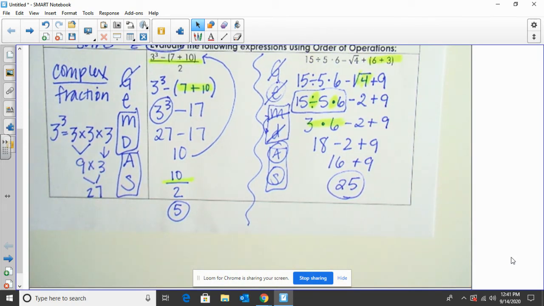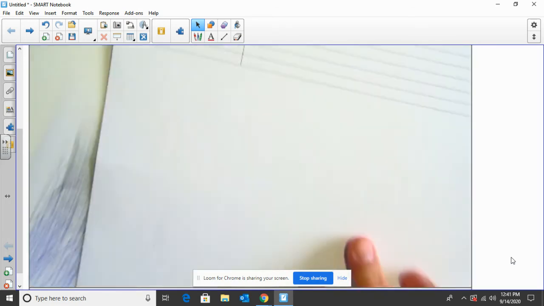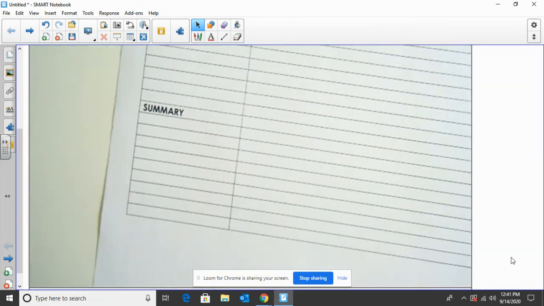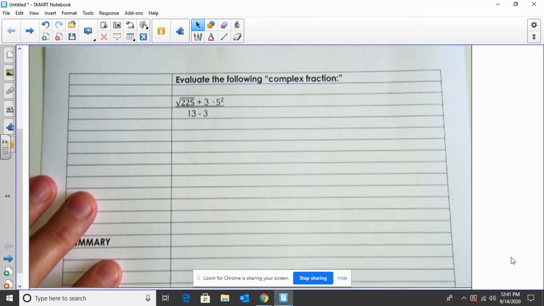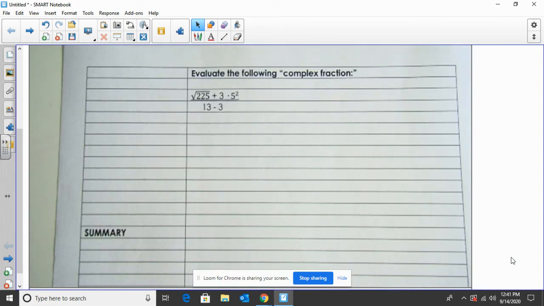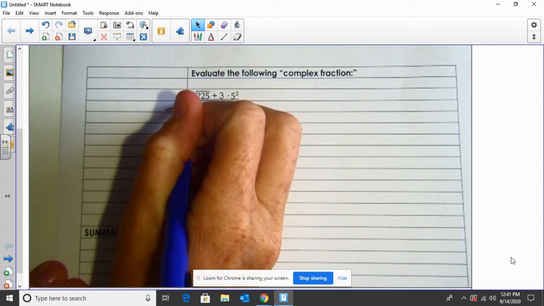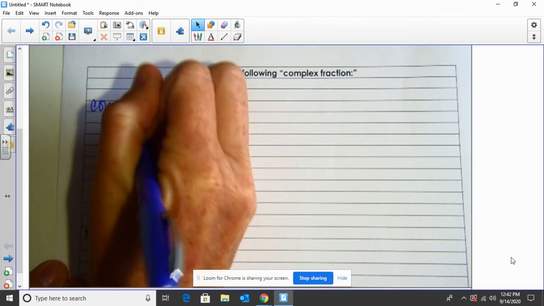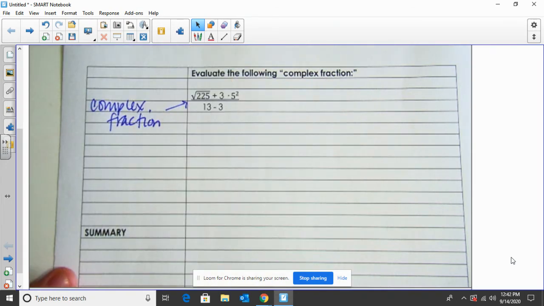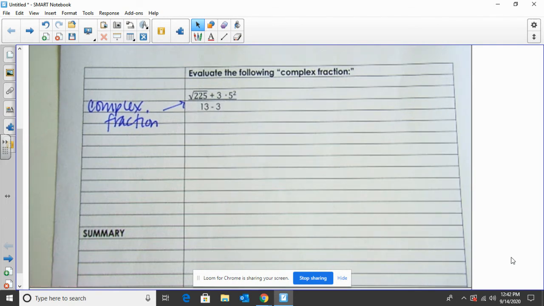Okay, we have one problem left to do together. It is another one that is a complex fraction. And remember, please pause this video as you go so that you can take the time to write them down as you see them. Okay, so I've got this guy sitting in the middle again, which means he is a complex fraction. And a complex fraction simply means you have to split the top and the bottom into two problems and then come back together at the end and divide.